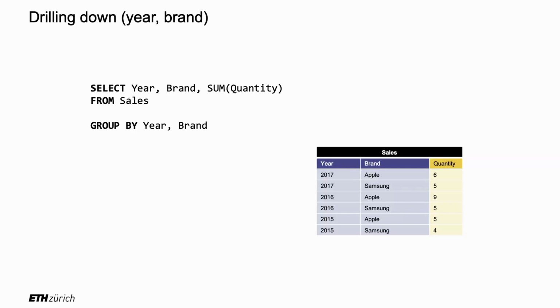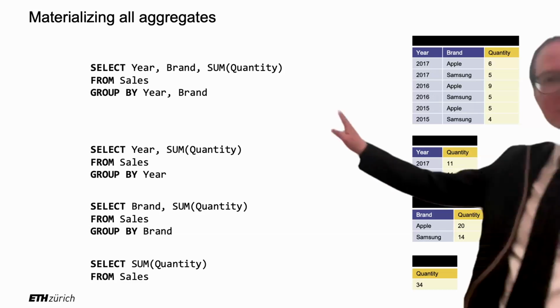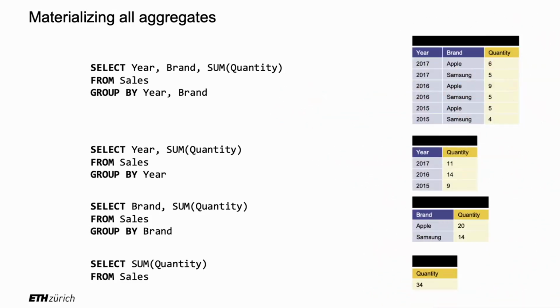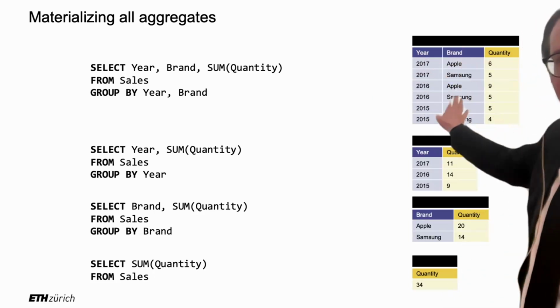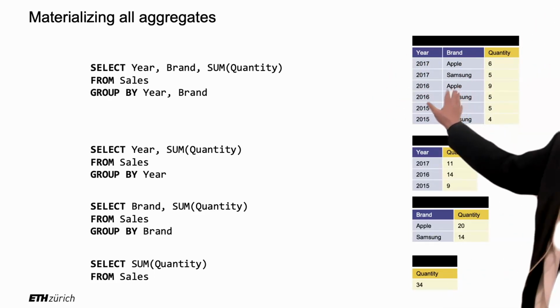Okay, let's start with a naive idea then. Why don't we write the queries separately? So I have a first query that gives me the actual values per year and brand, right? So this query gives most of the numbers in my cross-tabulated view.